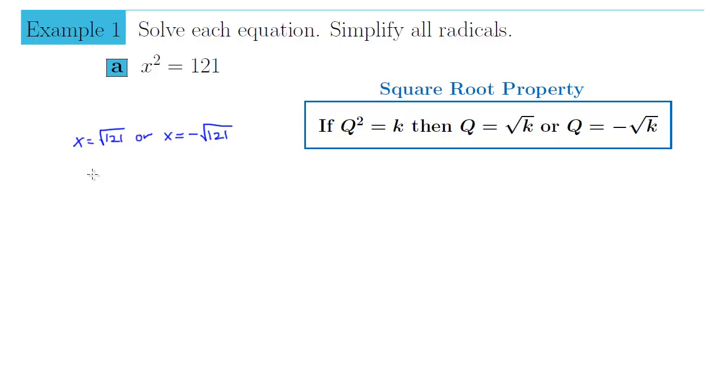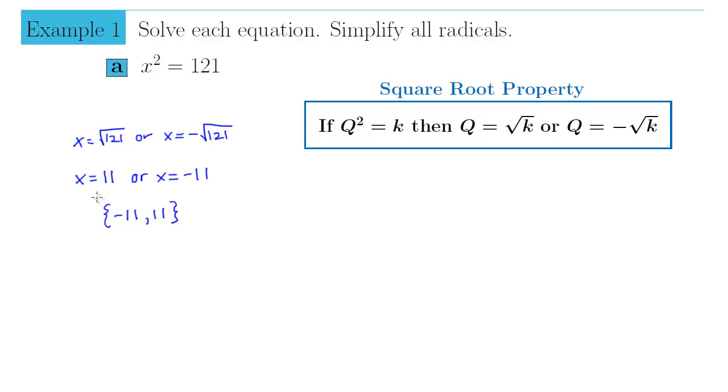What's the square root of 121? That simplifies to simply 11. So that means x is 11 or x is negative 11. This creates for us the solution set of two numbers, negative 11 and 11.